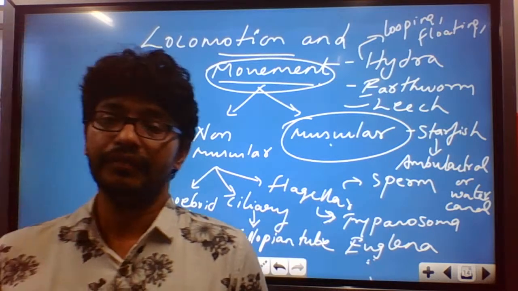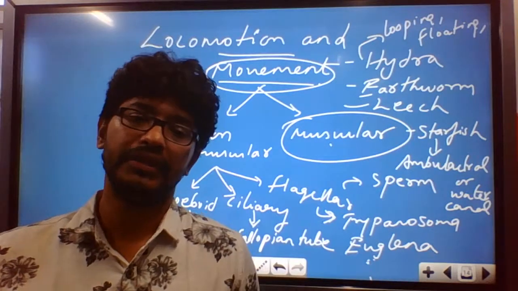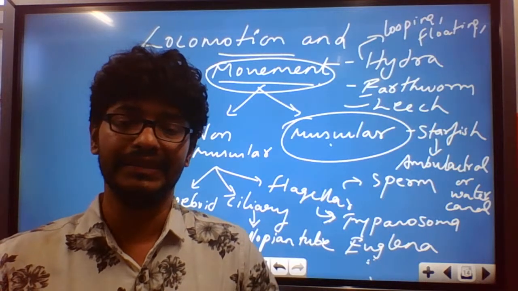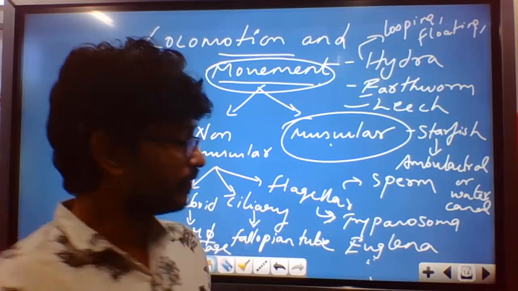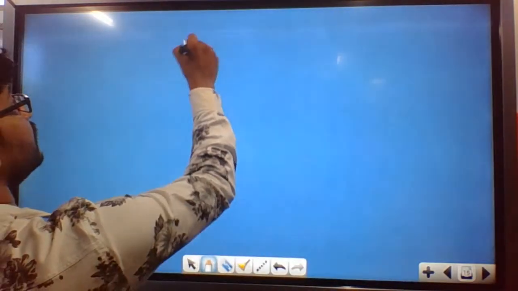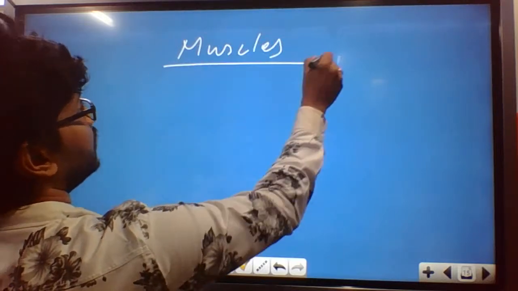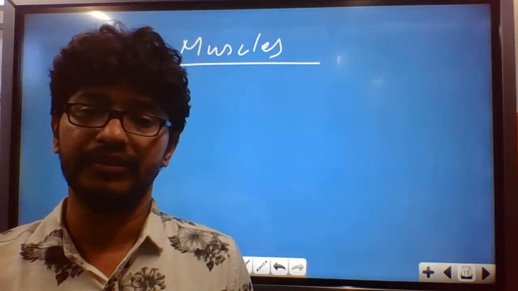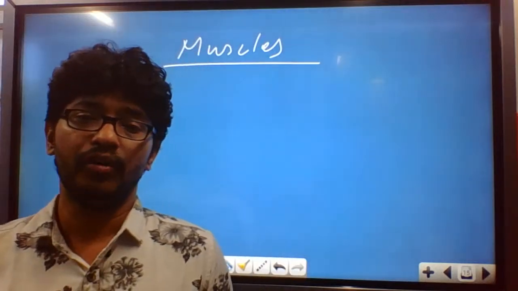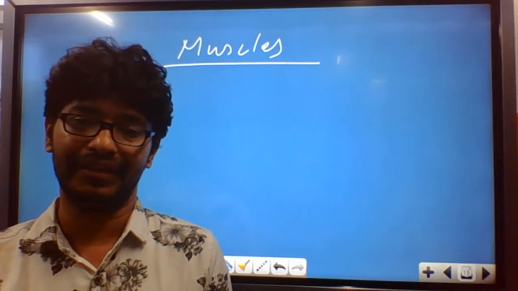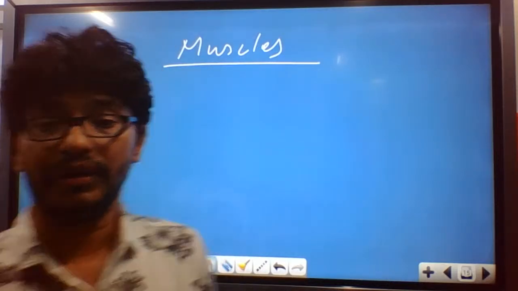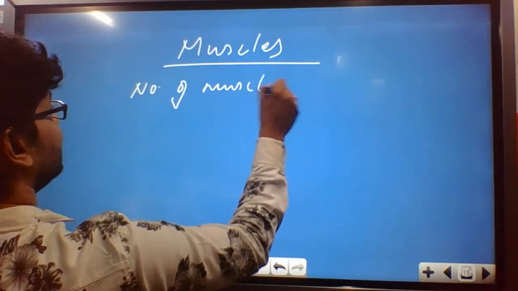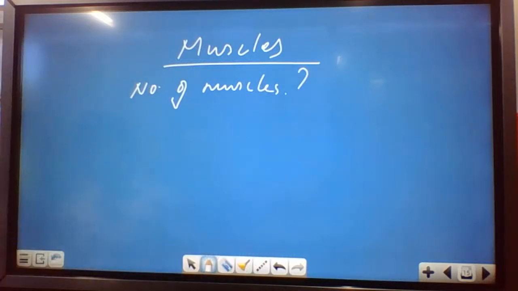Now we're going to discuss human beings because our chapter is about them. We'll start with the human. Today we're going to discuss the muscular system. Tomorrow we'll discuss the skeletal system. Coming to the muscular system, muscles. I'm going to ask you a few questions: approximately how many muscles are there in your body? Can someone tell me the approximate total number of muscles in your body?